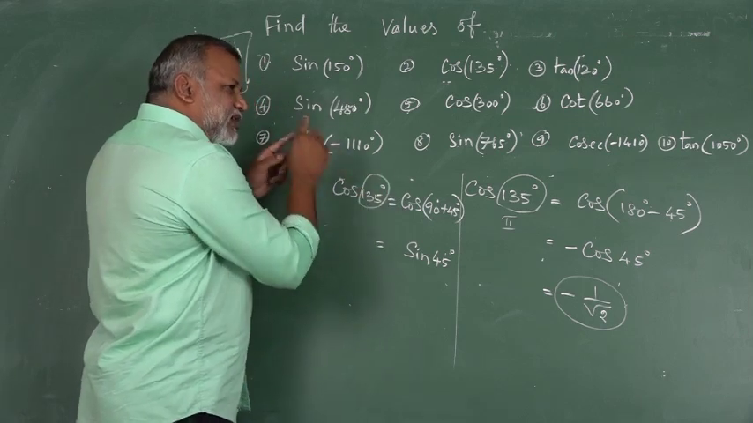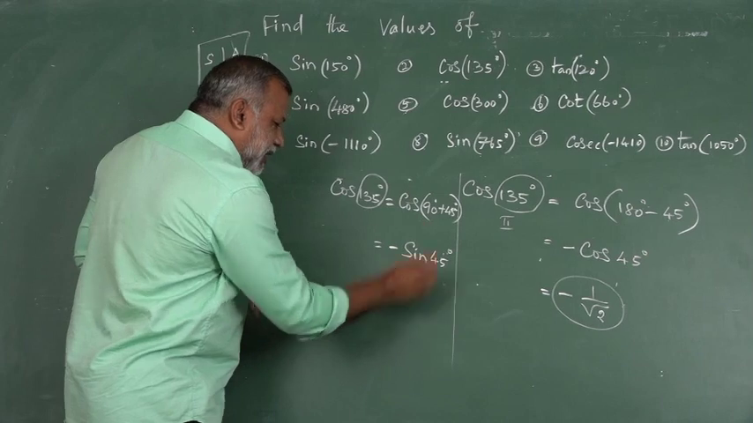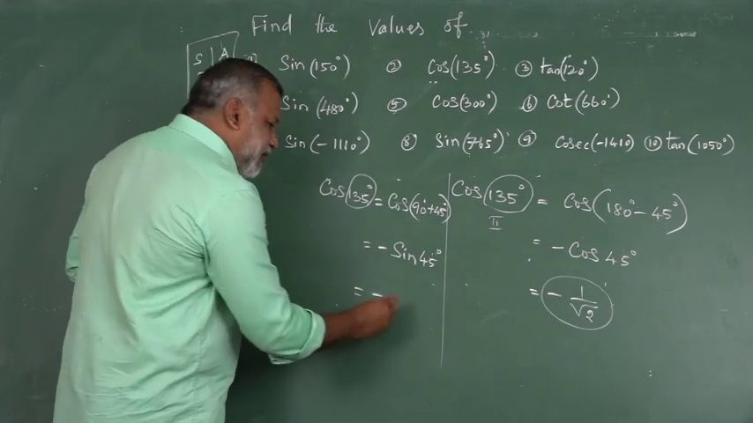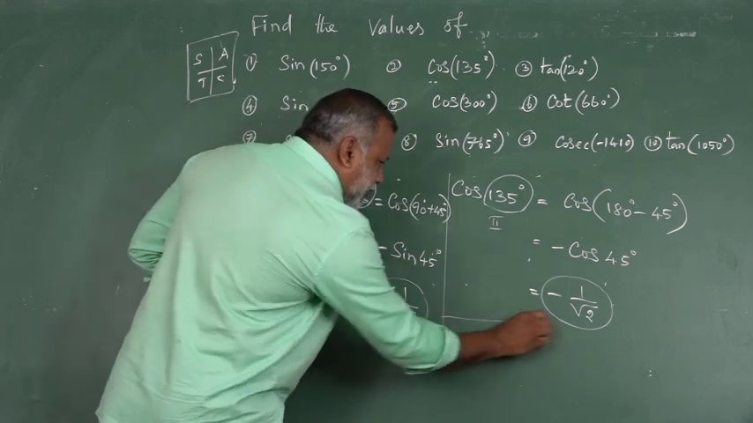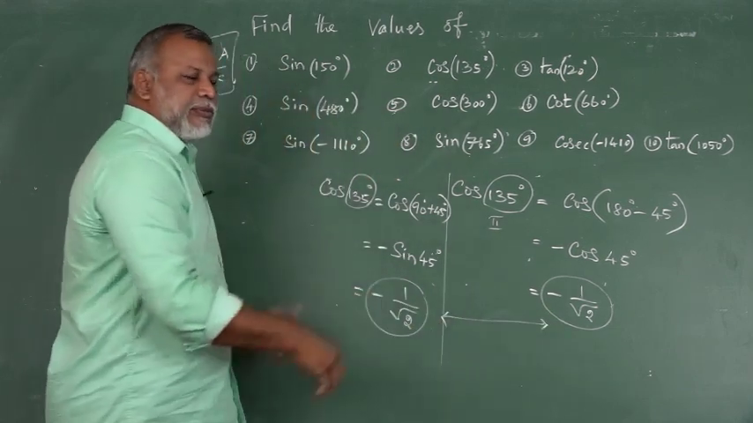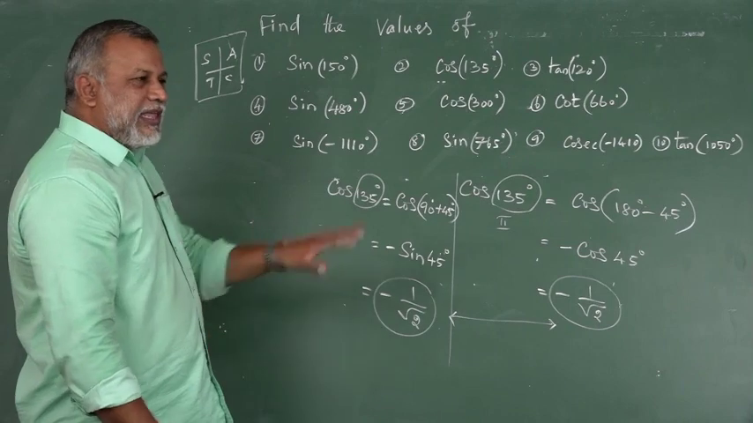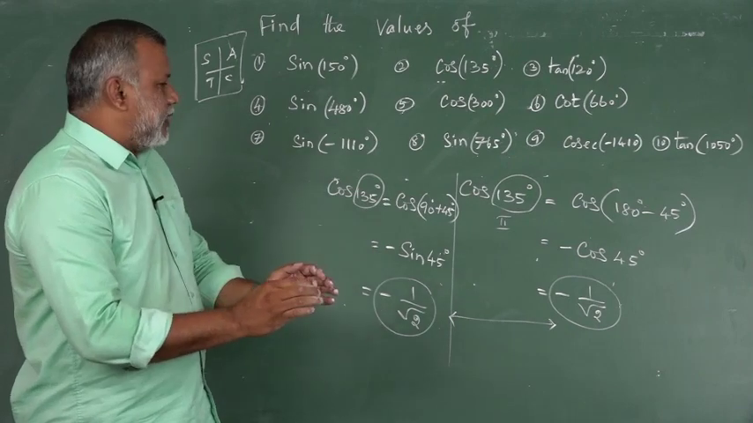Think about 135, second quadrant. In the second quadrant, cos takes negative. Here see, sine 45 is also 1 by root 2. Compare both answers. It will produce the same results only. Therefore, we have some conclusion.